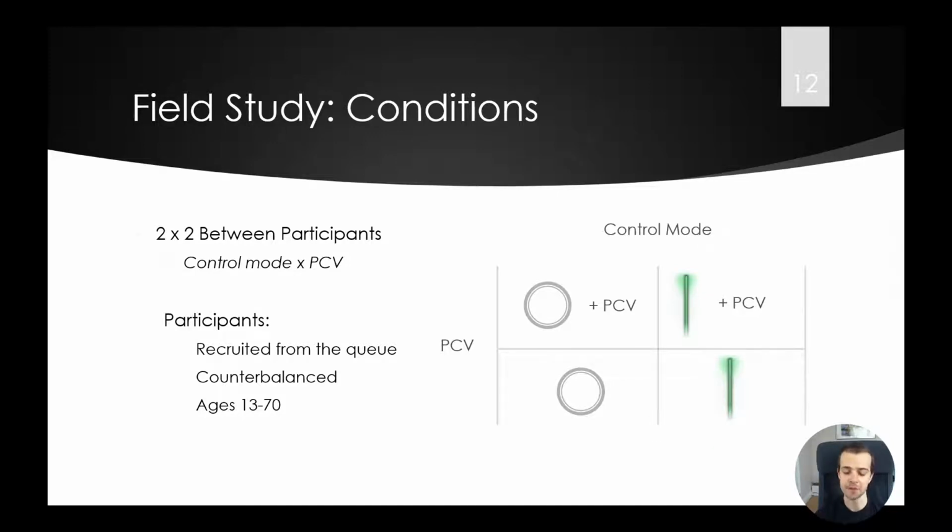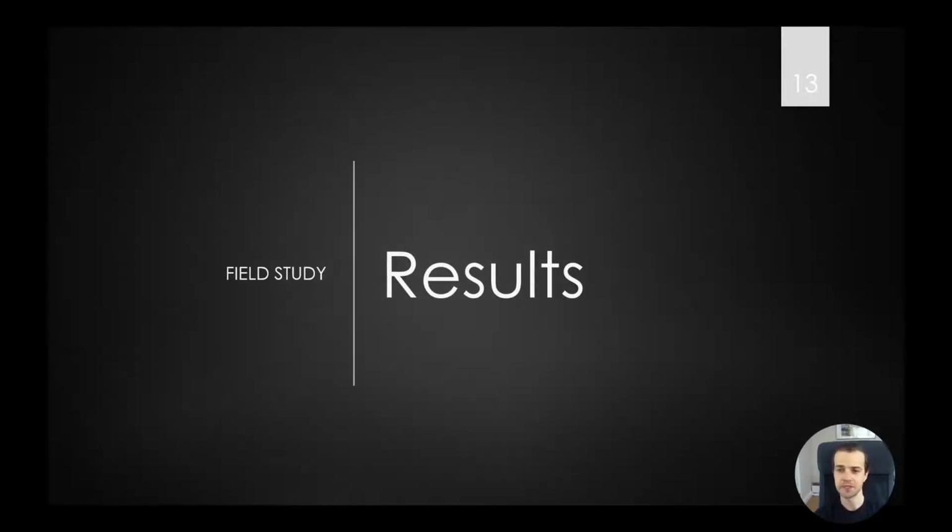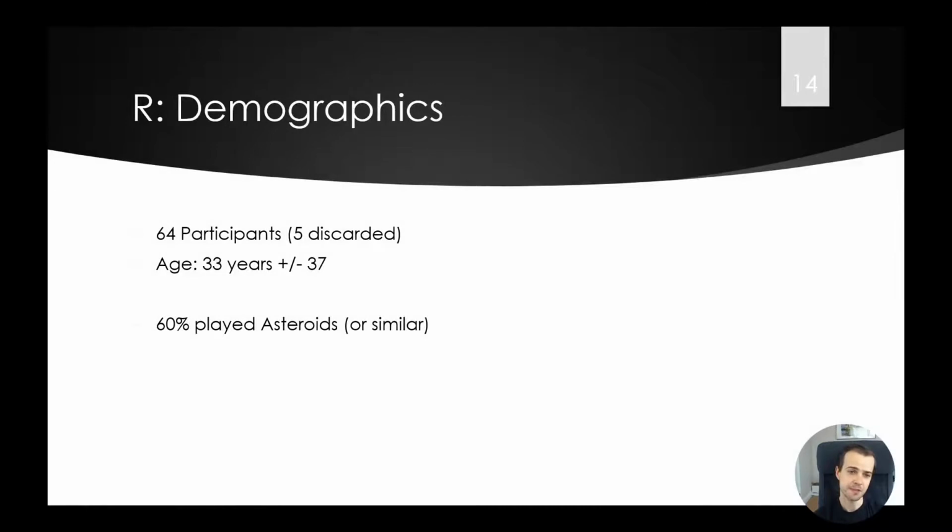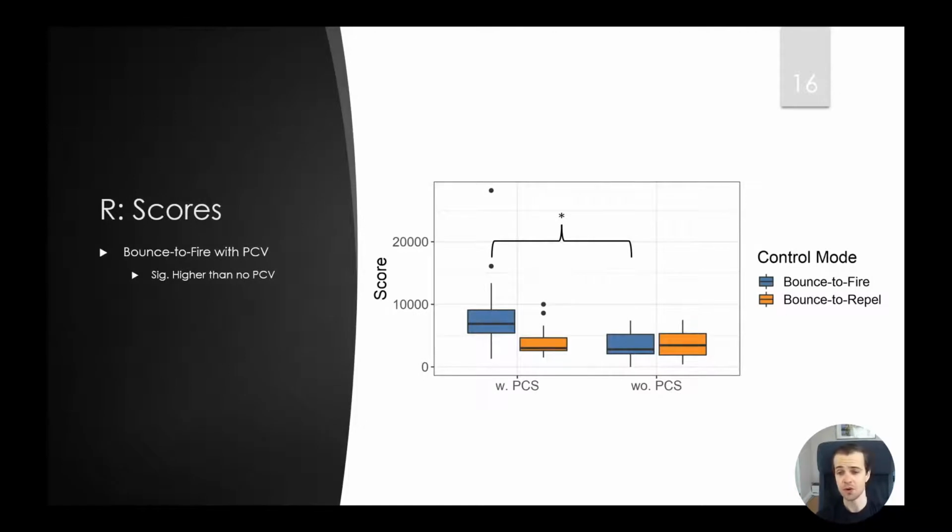We recruited participants from the queue, however, participating in the study was now mandatory to play. So, summary of what we observed: we collected 64 participants. Around 60% of our participants had played Asteroids before. We saw a significant difference in score in participants exposed to perspective compensated view in the bounce to fire. So in the bounce to fire, participants had higher scores with perspective compensated view than without.